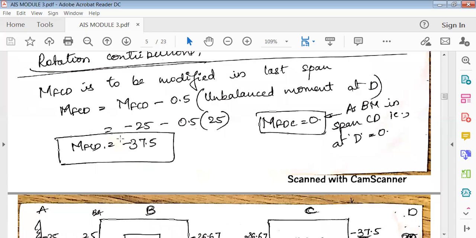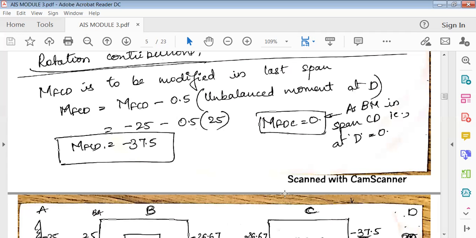So now the original final moment, fixed end moment at C, MFCD is equal to minus 25 and minus 12.5. So it is minus 37.5. Now this is the value you should take. So MFCD is minus 37.5, whereas MFDC is equal to 0. Now why is it 0? Because whatever moment existed there, we have removed and made it 0, and that moment is transferred to this portion. So that is minus 37.5. So these are the final moments.